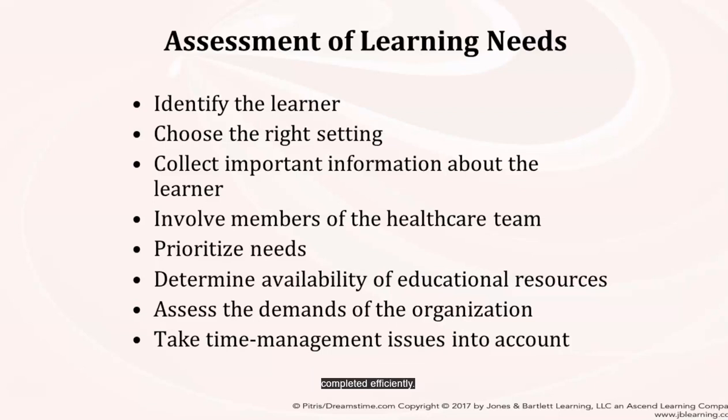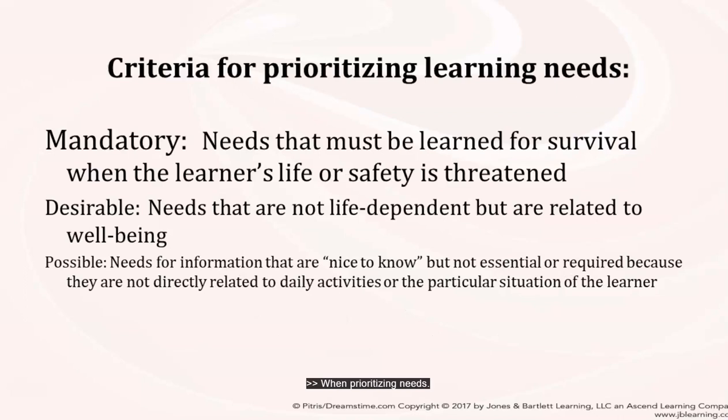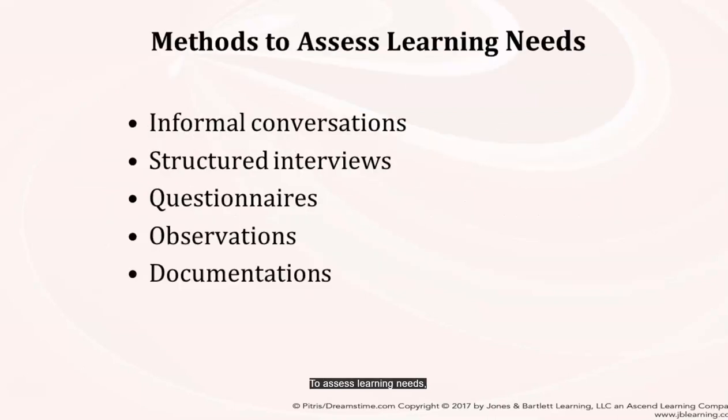be completed efficiently. When prioritizing needs, mandatory needs are defined as those necessary for survival and safety, and desirable needs are those that are not life-dependent but are related to well-being. To assess learning needs, the clinician may obtain this information by informal conversations, structured interviews, questionnaires, observations, and documentations. Structured interviews are the most commonly used way to solicit the patient's point of view. Some effective questions may be, what do you think caused your problem? How severe is your illness? What do you do to stay healthy? How do you learn best?